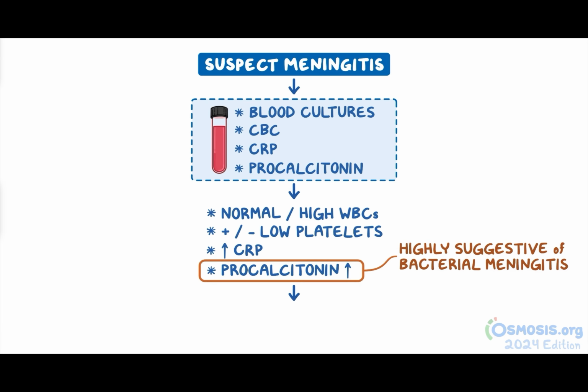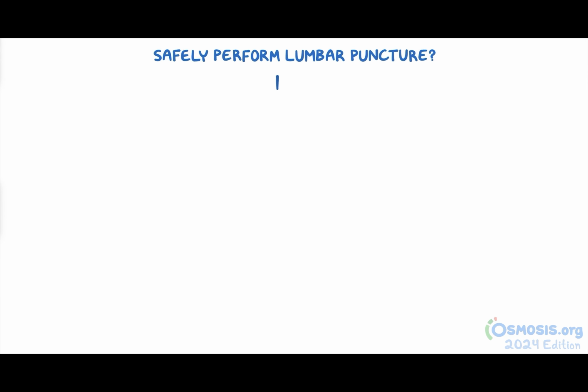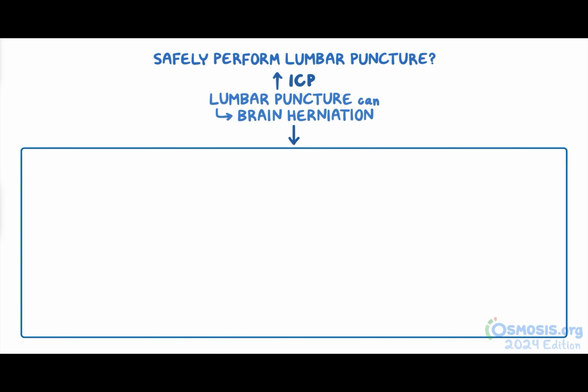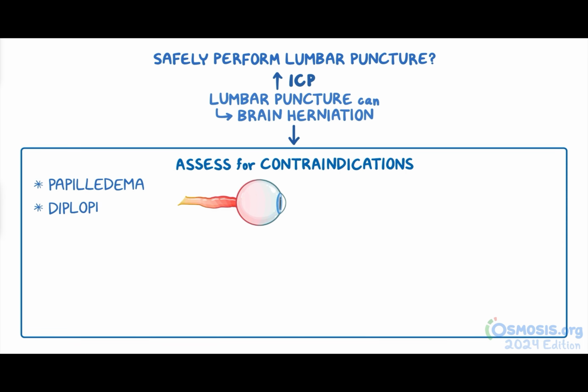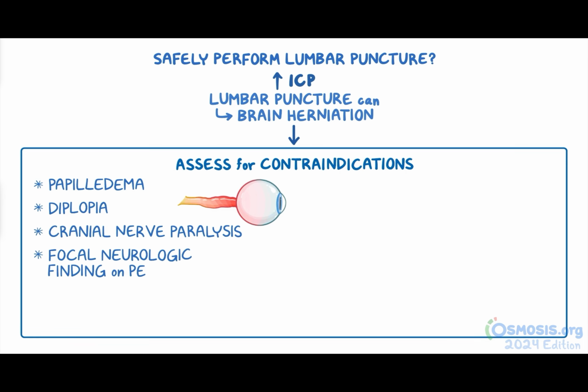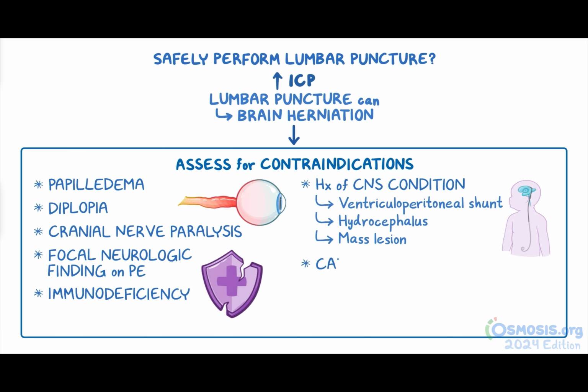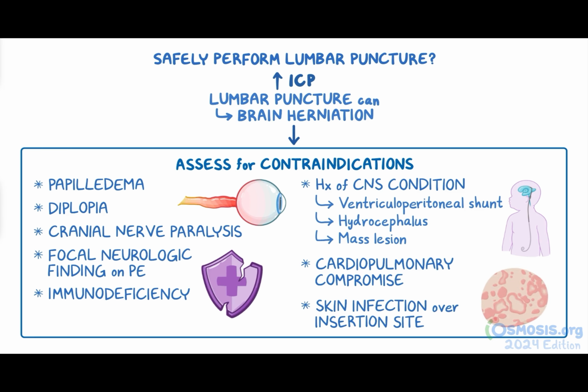Next, you have to determine whether you can safely perform a lumbar puncture or not. In a patient with increased ICP, lumbar puncture can precipitate brain herniation, so before you proceed, assess for contraindications to this procedure. These include the presence of papilledema, diplopia, cranial nerve paralysis, or a focal neurologic finding on physical exam. Other important contraindications include immunodeficiency or a history of central nervous system condition like a ventriculoperitoneal shunt, hydrocephalus, or mass lesion. Lastly, consider cardiopulmonary compromise and skin infection over the insertion site where you plan to perform the procedure.